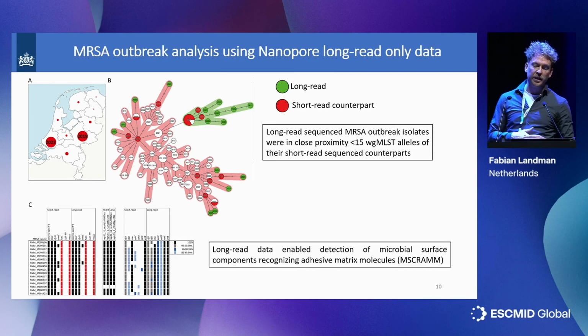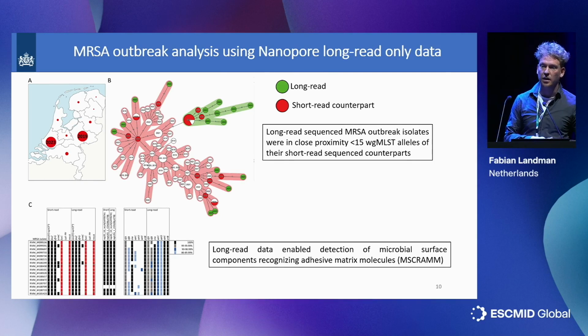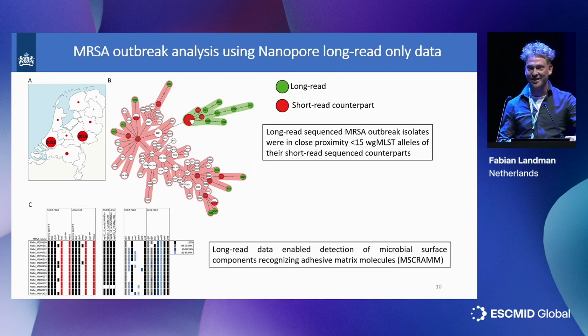Additionally, with long read data, we were able to find additional genes that we did not find in the reports for Illumina. These are MSCRAMMs. It's a very nice acronym. I'm not going to pronounce it. So again, this nicely illustrates the additional benefit of using Nanopore long read sequencing.